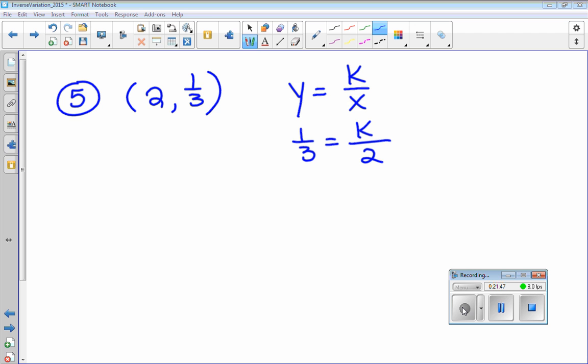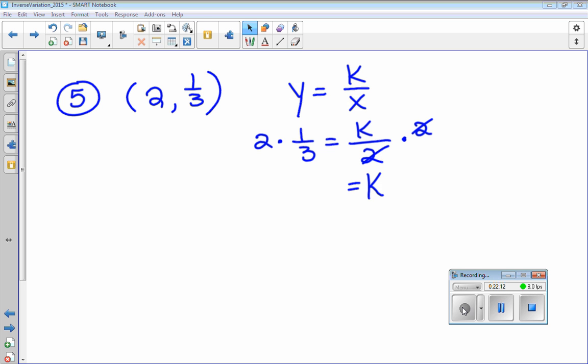Travis, what do I do to both sides to solve for k? Multiply by 2. Yep. So k is equal to 2 times 1/3. On the calculator, you can just put parentheses around your 1 divided by 3, or you can go ahead and do your alpha y equals 2 times 1/3.